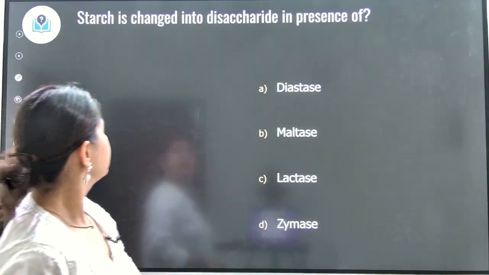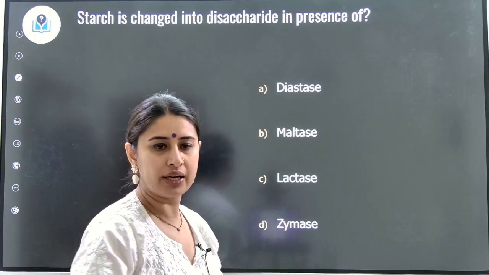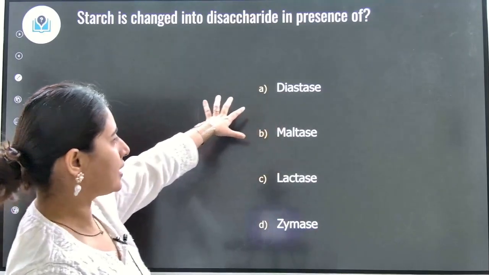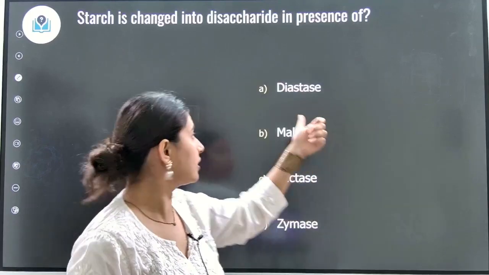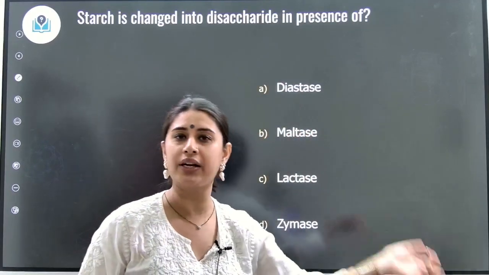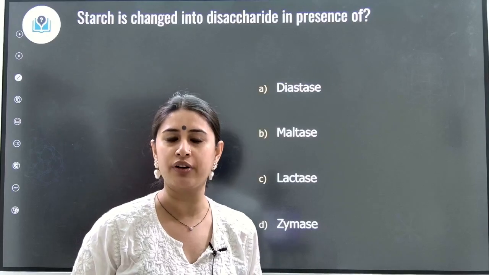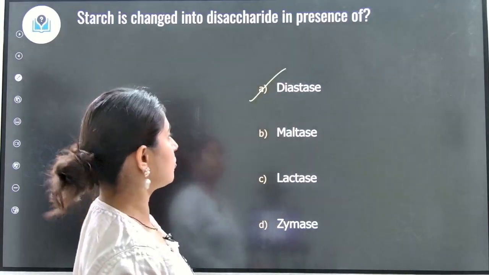Next one. Starch is changed into disaccharide in the presence of, again, we've just done it. A direct question is possible from here. So using diastase, you know that starch is changed into a disaccharide, maltose, and then maltase can be added to convert maltose to glucose, and this is again a method of preparation for glucose. So diastase is the enzyme that you need to know.